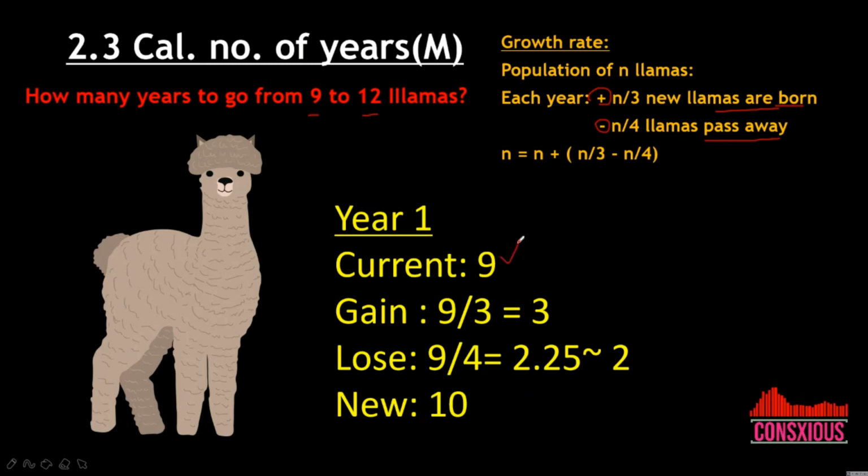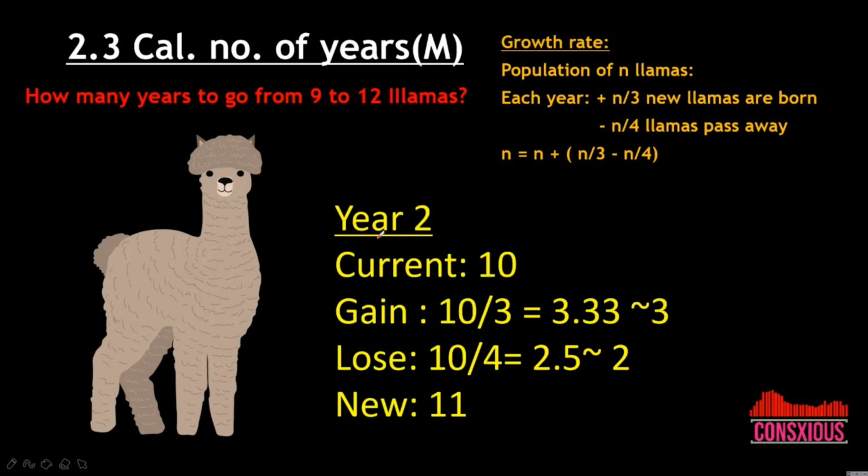So the 9 here, we plug into the formula. 9 divided by 3 is equal to 3. The loss is 9 divided by 4. There's some decimal, we just take away the decimal, assume it's 2. So basically 3 minus 2 is 1, so it's 10. The same goes for year 2. Another year is 10, so the gain is 3, the loss is 2, so plus 1. So it's 11.